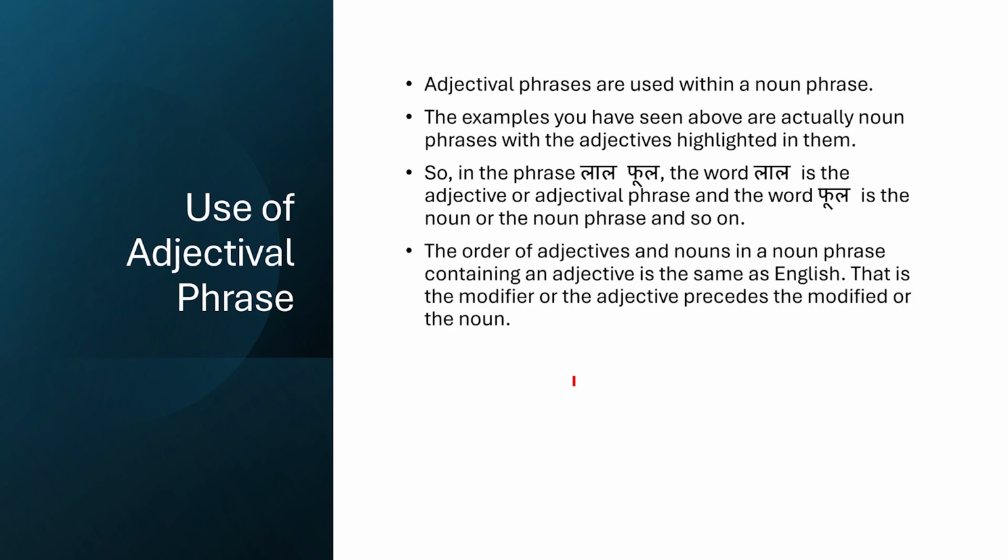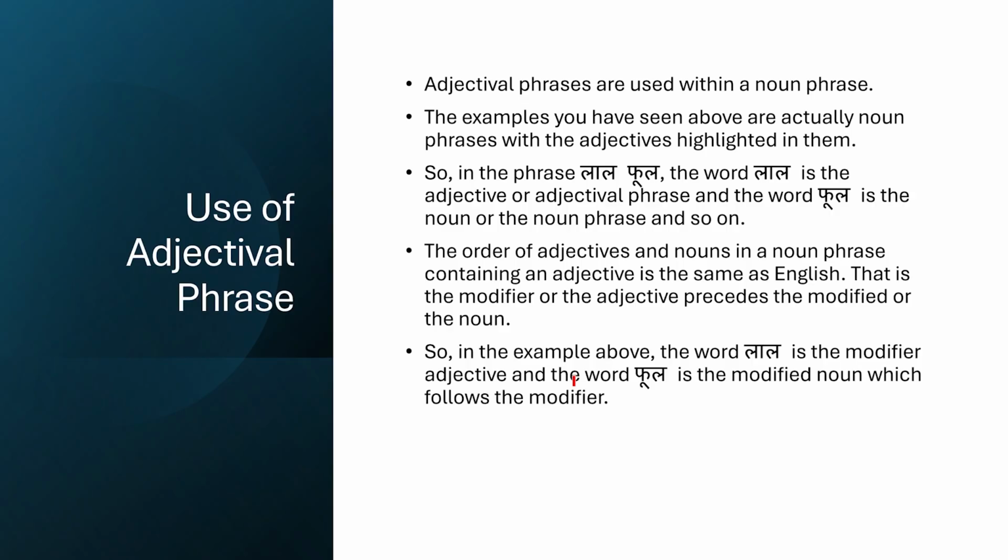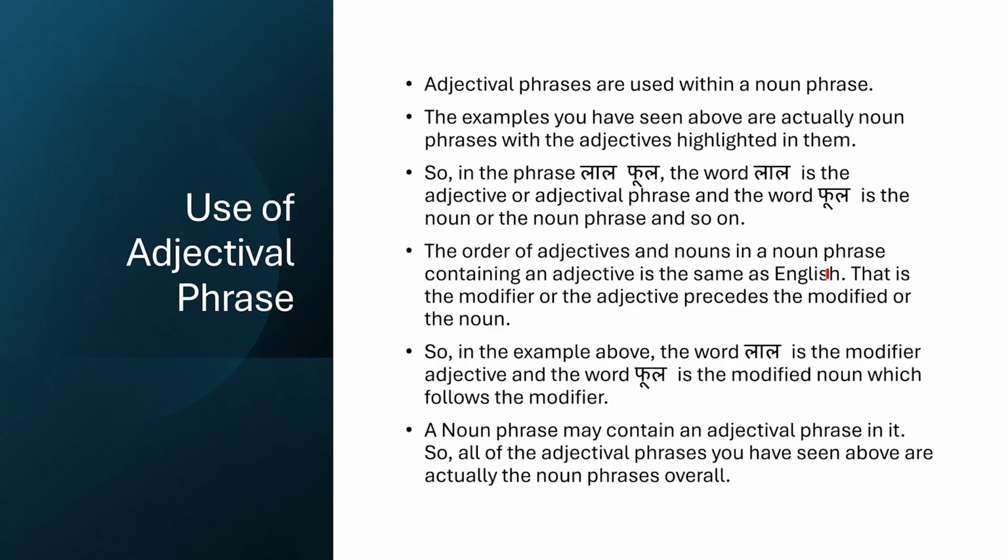The order of adjectives and nouns in a noun phrase containing an adjective is the same as English. That is, the modifier of the adjective precedes the modified or the noun. So in the example above, the word lal is the modifier adjective and the word phool is the modified noun which follows the modifier. A noun phrase may contain an adjectival phrase in it. So all of the adjectival phrases you have seen above are actually the noun phrase overall.